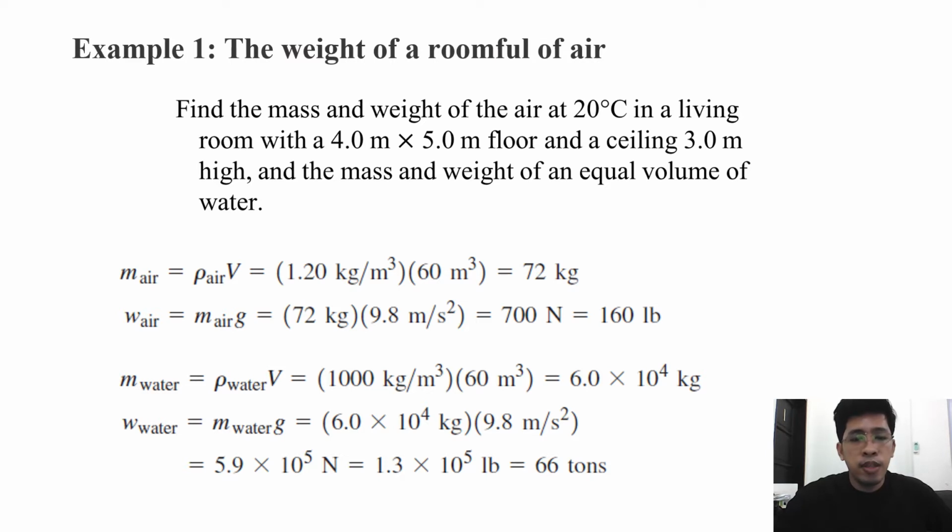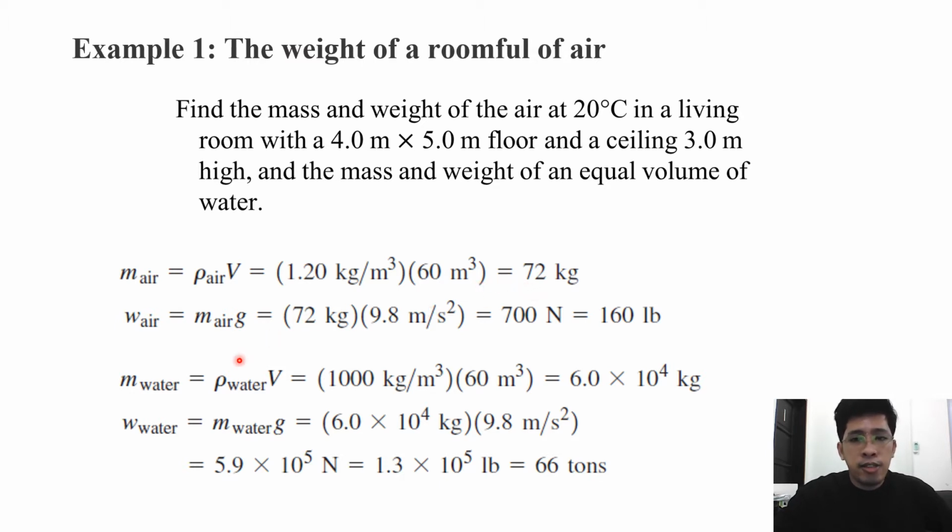So we can get the mass of air, which is equal to the density of air times the volume of the room. Here, you have the density of air, which is 1.20 kilograms per m cube. And you have the volume of the room: 4 times 5, which is 20, times 3, which is 60 m cube. So your m cube cancels out. You have 1.20 kilograms per m cube times 60 m cube, and you have the mass of air that can fill the room, which is equal to 72 kilograms.